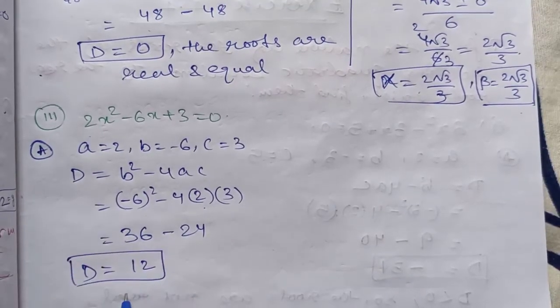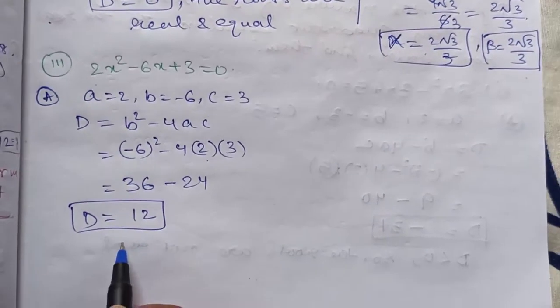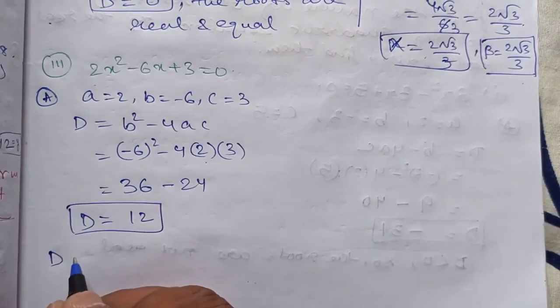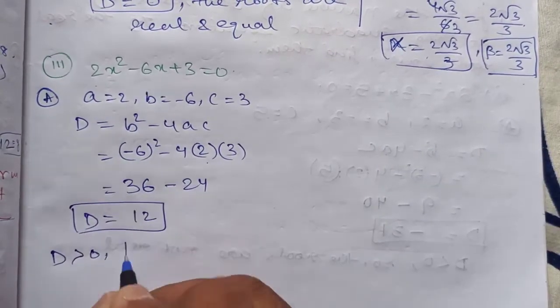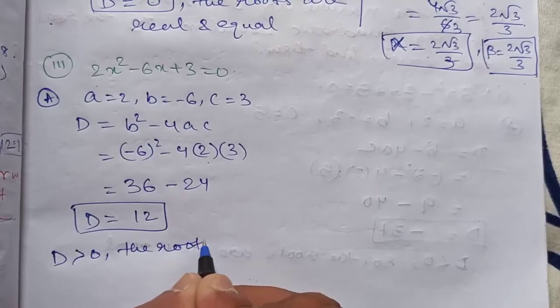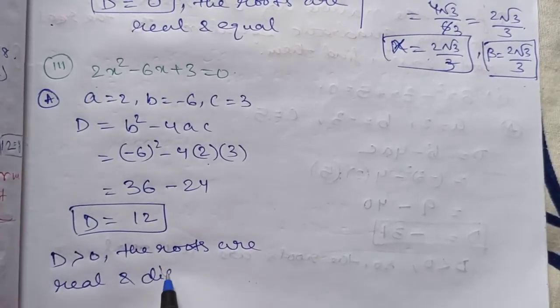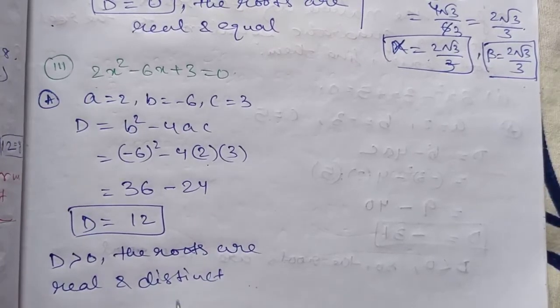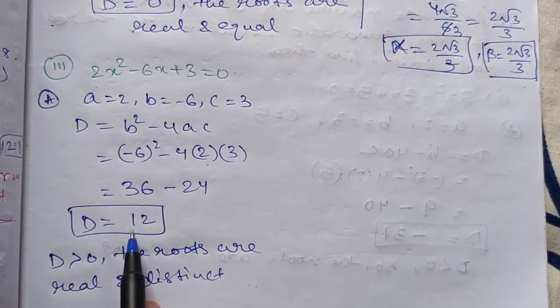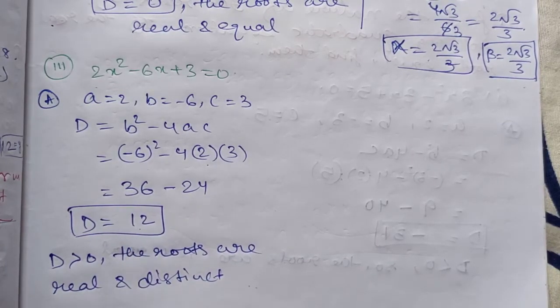d we got 12, that is greater than 0. Okay, so the third condition we will write: when d is greater than 0, the roots are real and distinct. Okay, the roots are real and distinct because d is greater than 0. So now we will find out the value of x by using Sridharacharya formula.